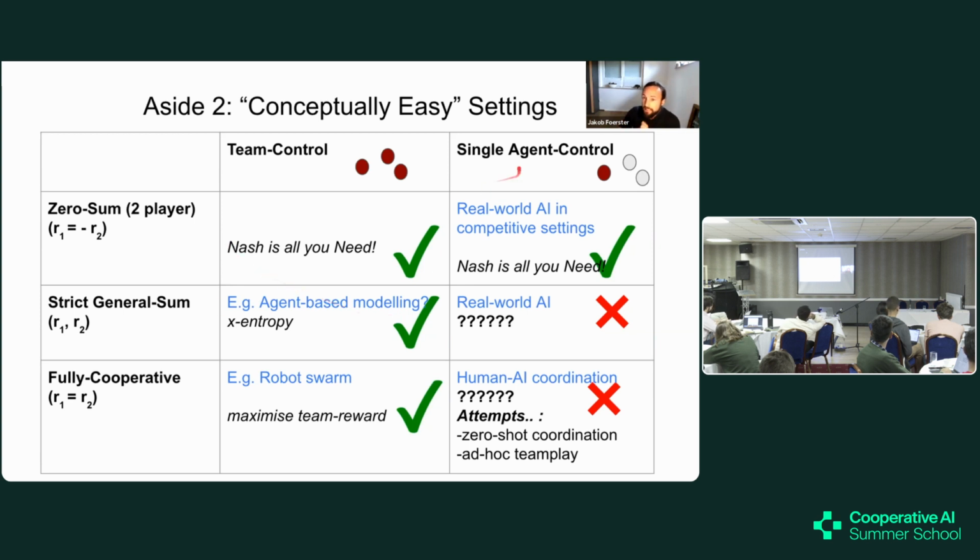And then you also have the single agent control case, which is the focus of this talk, which applies to a lot of real-world AI cases, like self-driving cars, like robots dealing with humans, where it's really hard to specify what the right objective function for us as researchers is. How do we know if my algorithm is better than yours?